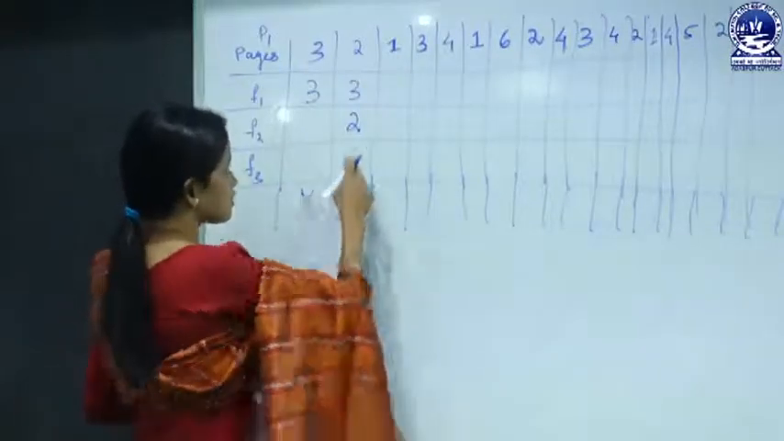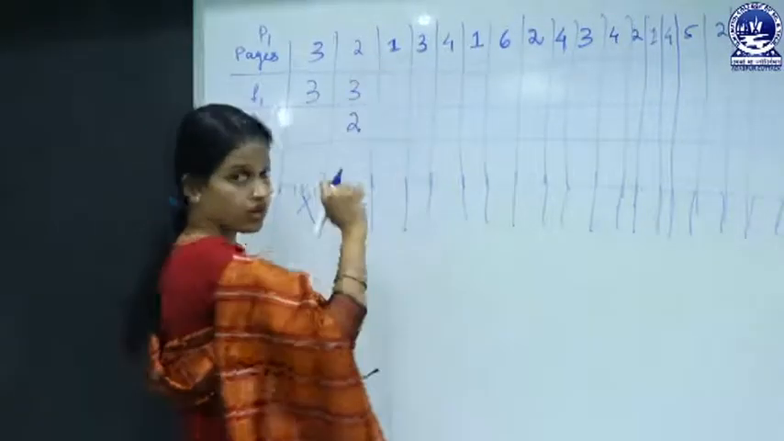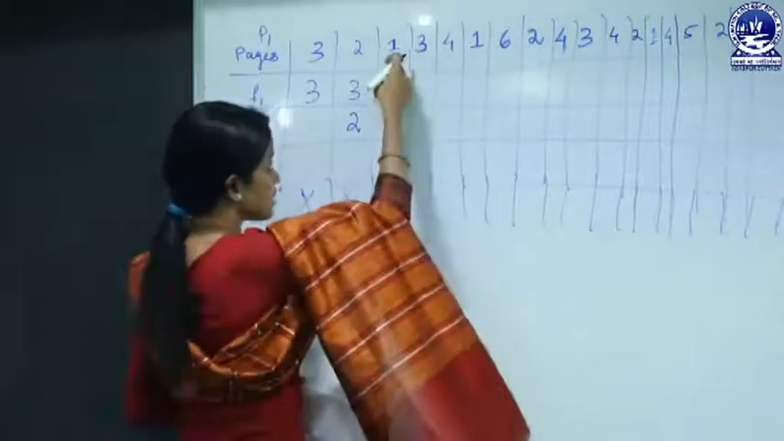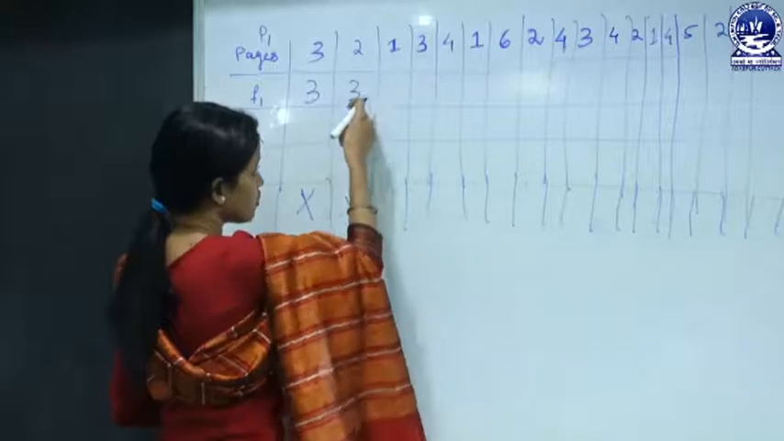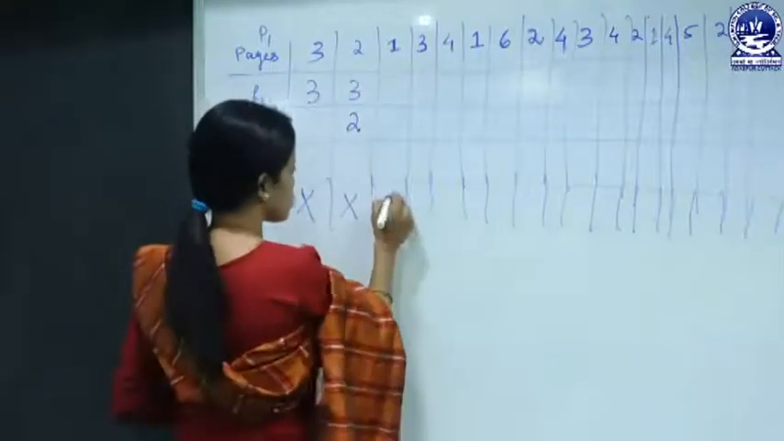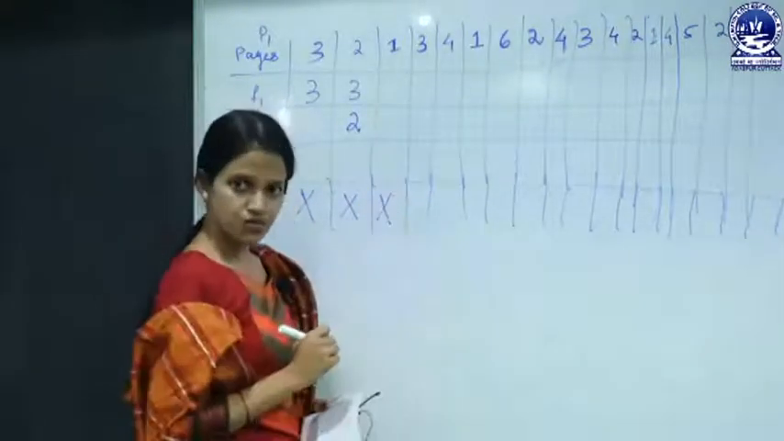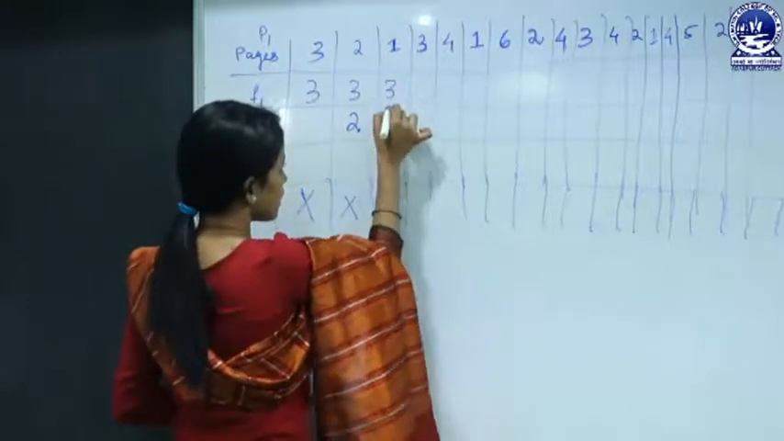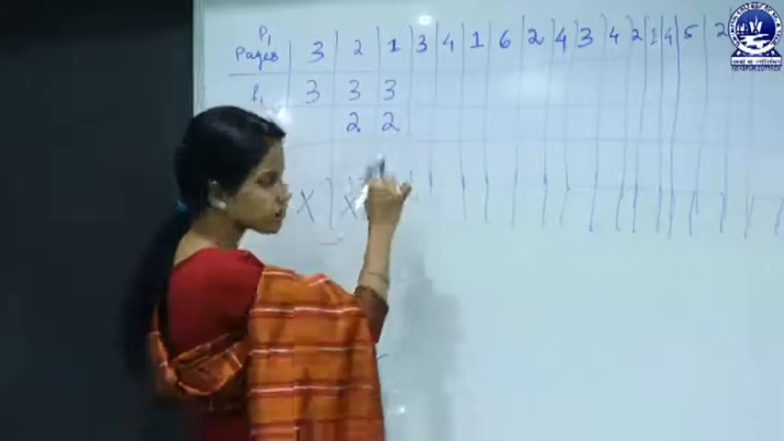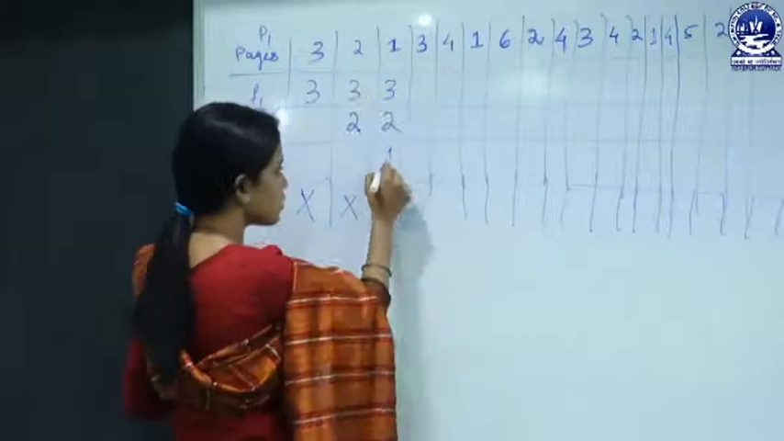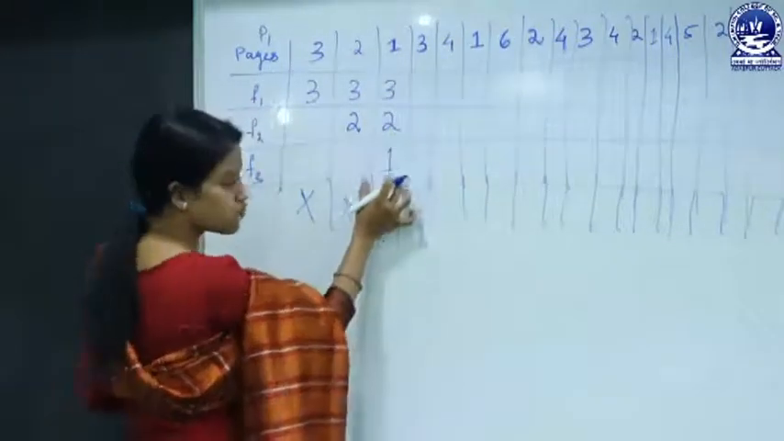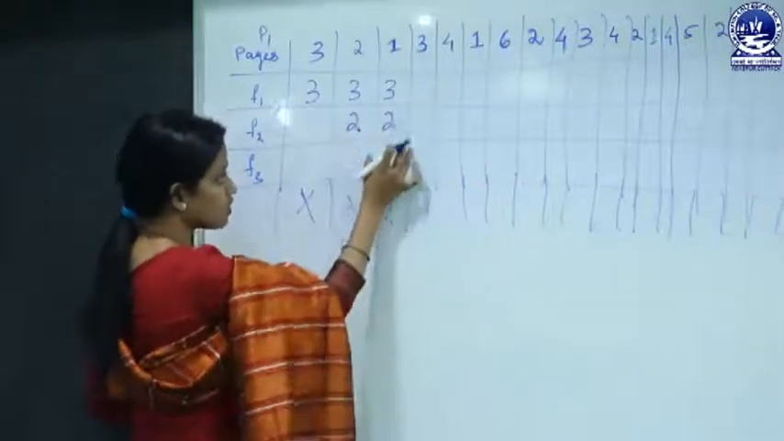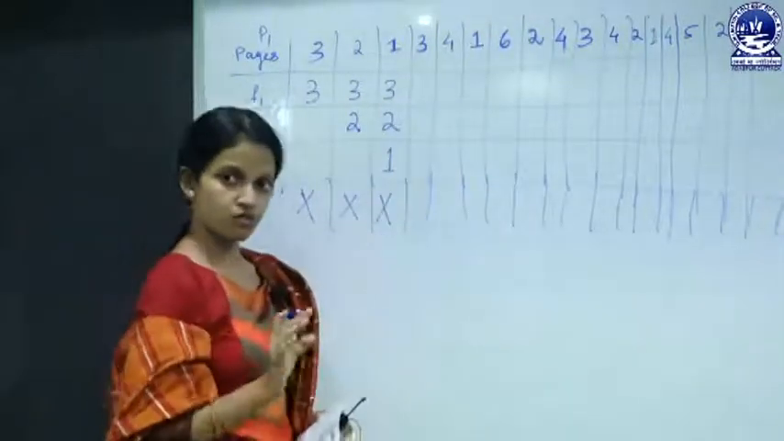So next, 1. It demands 1. 1 is not there in the main memory. Only 3 and 2 pages are there, so there is also a page fault. 2 was there, 3 was there, now 1 is put into the main memory. So now all the 3 frames of the main memory are full.